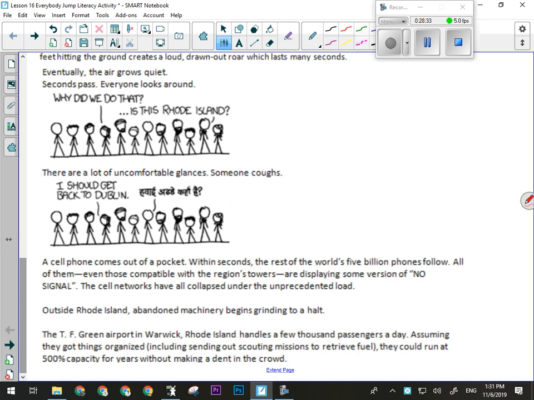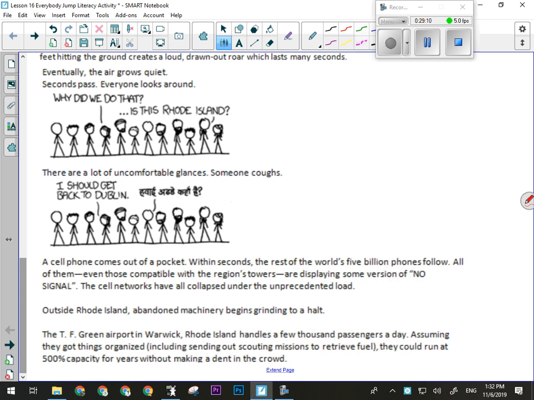All of them. Even those compatible with the region's cell towers are displaying some version of no signal. The cell networks have collapsed under the unprecedented load. Now, outside Rhode Island, all the abandoned machinery, power plants, hydroelectric dams, the stuff that runs the world is unsupervised because everybody is here. Not a good idea. Shouldn't leave a nuclear power plant unsupervised. That's like Chernobyl. So, everything begins grinding to a halt.